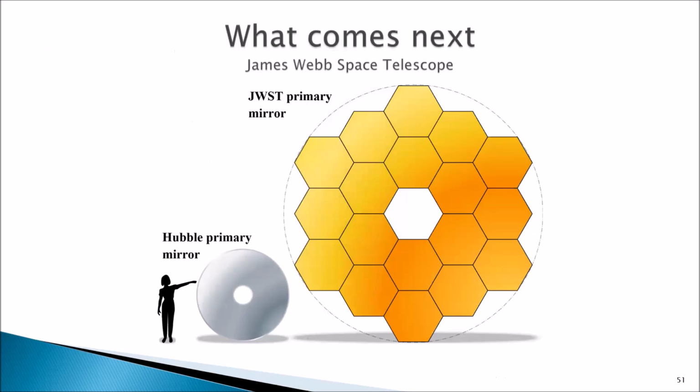Meanwhile, what's coming next? Well, there is a new telescope coming called the James Webb Space Telescope. And as you can see in this illustration, it's much larger than the Hubble. The Hubble mirror is roughly 8 feet in diameter, and this is about 24 feet or so in diameter.